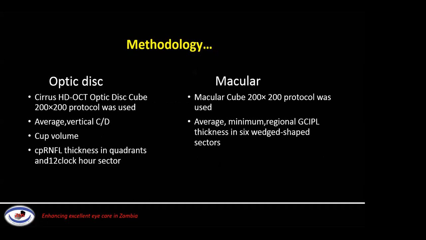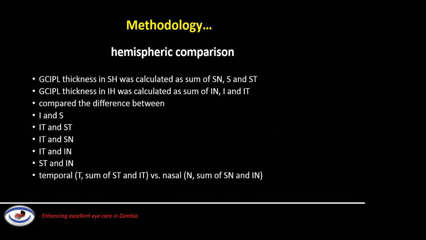After that, they did the red-free photos using the CIRRUS HD-OCT. For the optic disc, they used the optic disc cube of 200 by 200, and then they measured the average C/D, the vertical C/D, the cup volume, as well as the circumpapillary retinal nerve fiber layer thickness in the quadrants and the clock hours. Then for the macula, they also used the 200 by 200 protocol, which they used to calculate the average, minimum, and also the regional ganglion cell inner plexiform layer thickness in the 6 wedge-shaped sectors. I think Dr. Mahesh explained all this. Then they also did the hemispherical comparison, as we saw from Dr. Mahesh's explanation.